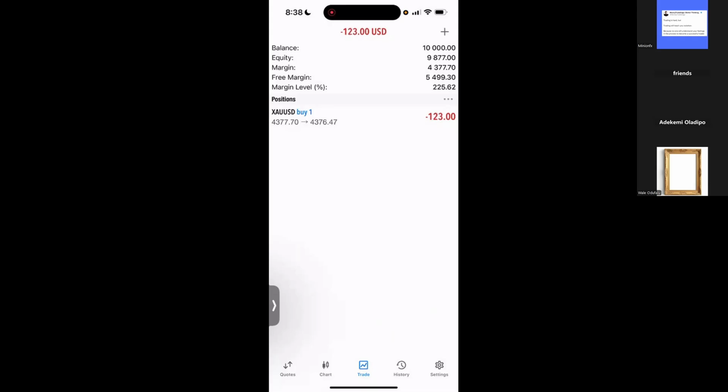Do you get it? So what is this minus 123? That's the money you're losing now. Oh, so it's even more than one pip. It's more than what? It's more than one lot.